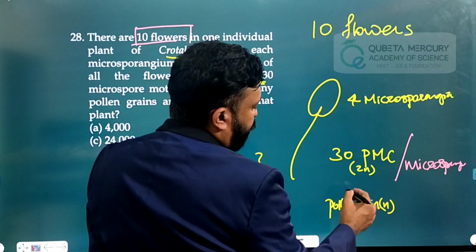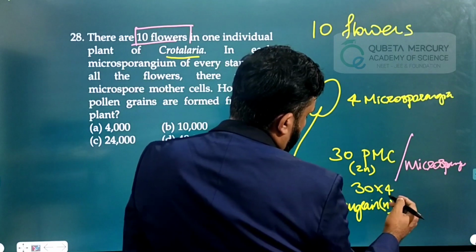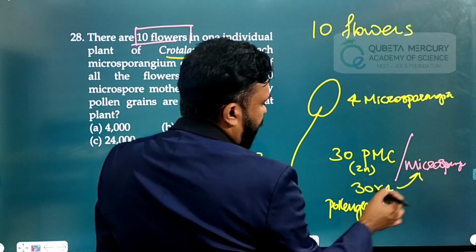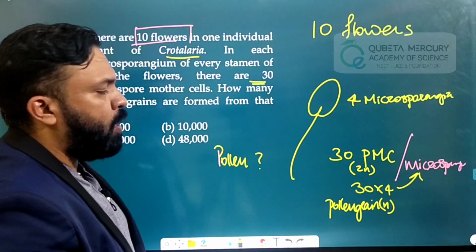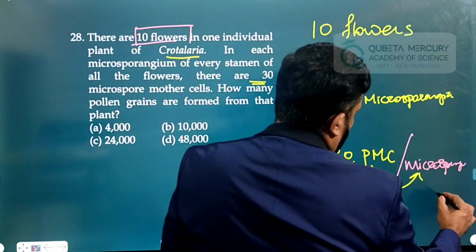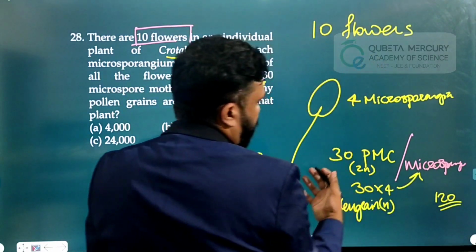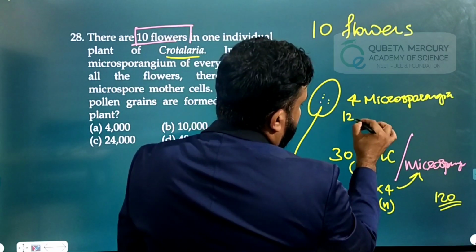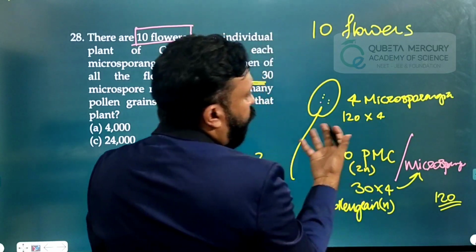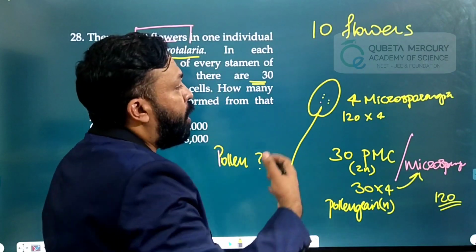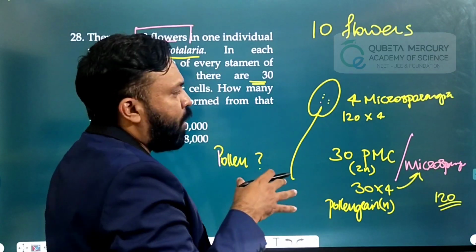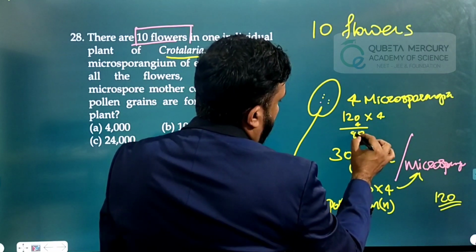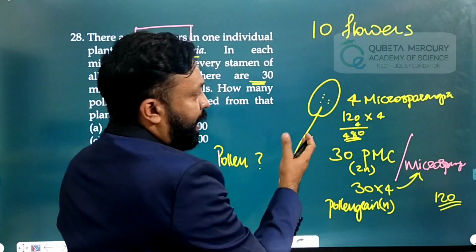So 30 into 4 pollen grains will be present in each microsporangium. That means 120 pollen grains will be there in each microsporangium. Such 4 microsporangia will be there in an anther. So 120 into 4 pollen grains will be there in each anther. That will be 480 pollen grains in an anther.